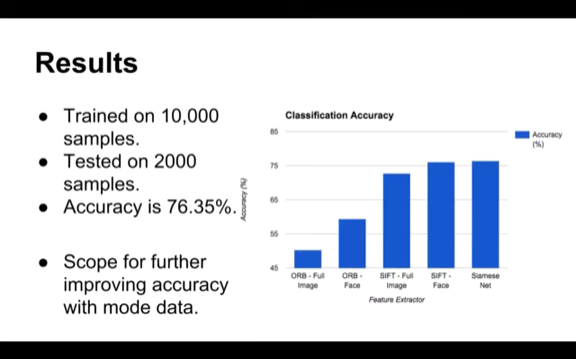And finally got the following results. I trained on 10,000 samples and tested on 2,000 samples. I got marginally better accuracy than SIFT, which is 76.35%, but I believe that there is scope for improvement by increasing the number of layers or adding more input data.